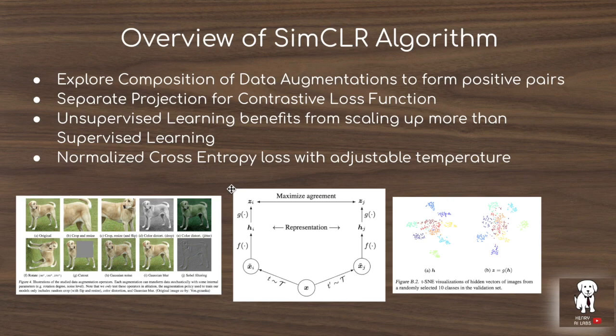This is manifested in the form of model size, training epochs, and batch size as well. And then also we'll look at their normalized cross-entropy loss with the adjustable temperature parameter, which is where you apply that divided by tau in the softmax of this kind of distribution, doing the exponent of the similarity divided by the normalized sum of all of the different vectors.